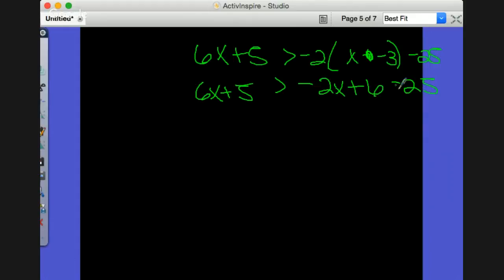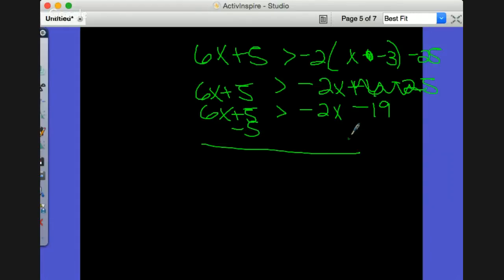Okay, yeah, we could combine like terms. I like that. On this side, 6 minus 25 gets me? Negative 19. Excellent. So we have negative 2x minus 19, and then we have the 6x plus 5 on the left side. All right? Any other thoughts? Minus 5. Okay, minus 5. Perfect.